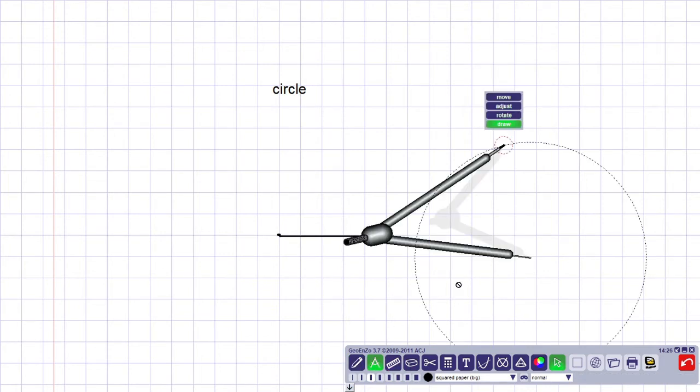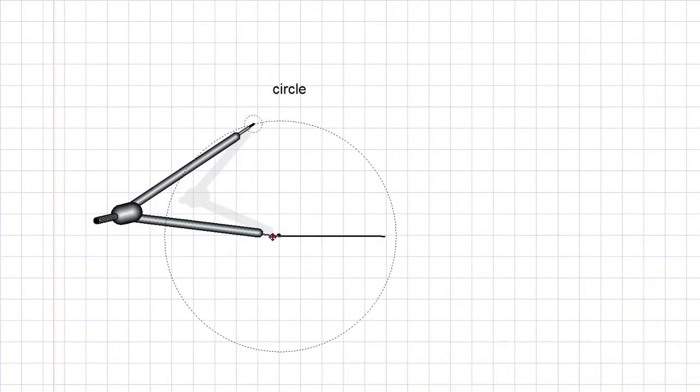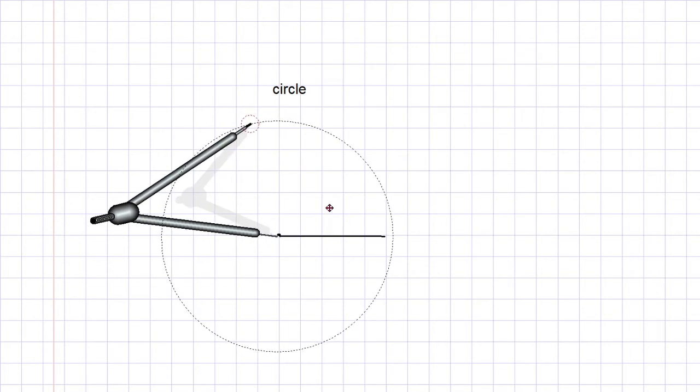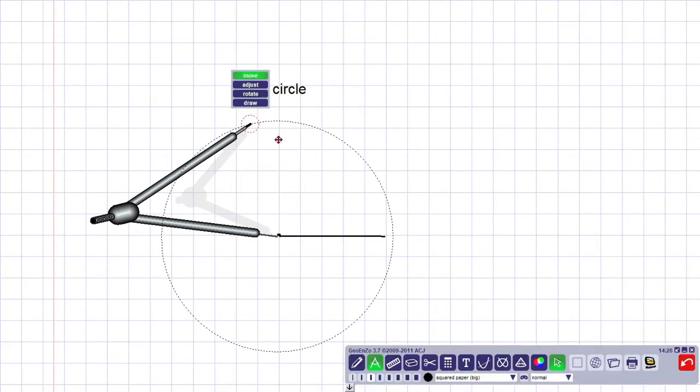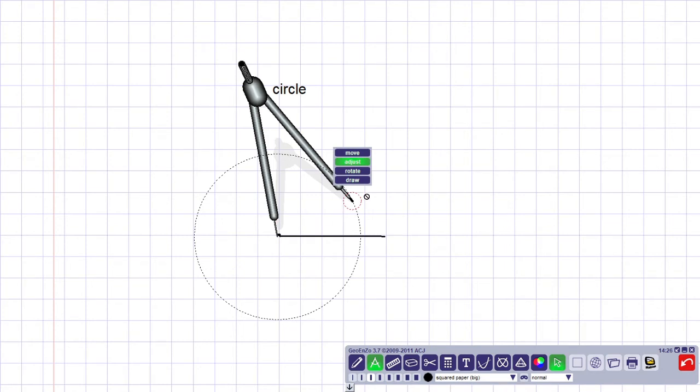The locus of a point equidistant from a fixed point is a circle. So let's check that. This is the fixed point that is called the center. This is the constant distance that is called the radius.